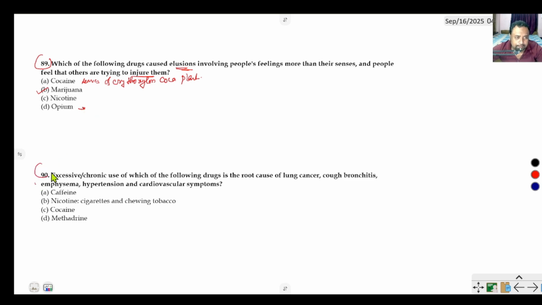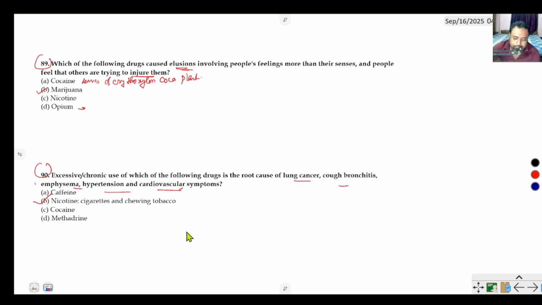Question number 90 says, excessive or chronic use of which of the following drugs is the root cause of lung cancer, cough, bronchitis, emphysema, hypertension, cardiovascular symptoms? Caffeine, nicotine, cocaine, methadone. That is nicotine. Cigarette or chewing tobacco is the cause of lung cancer, cough, bronchitis, emphysema, hypertension and cardiovascular symptoms.